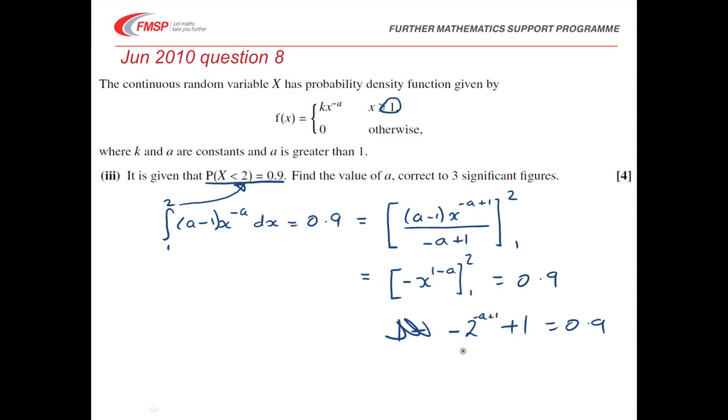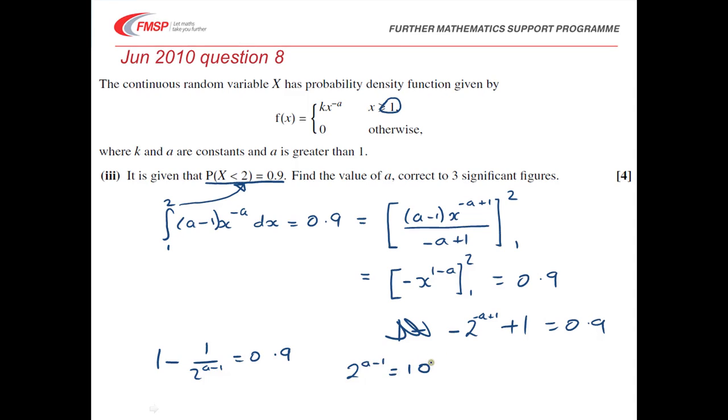0.9. So you may want to tidy this up and get 1 minus 1 over 2 to the a minus 1, and that has to equal 0.9. But either way, you can see by doing all these calculations, if you then tidy this up, 2 to the a minus 1 is going to equal 10.